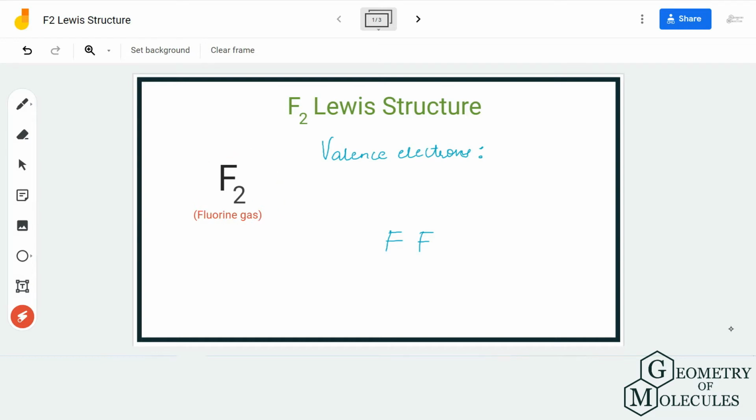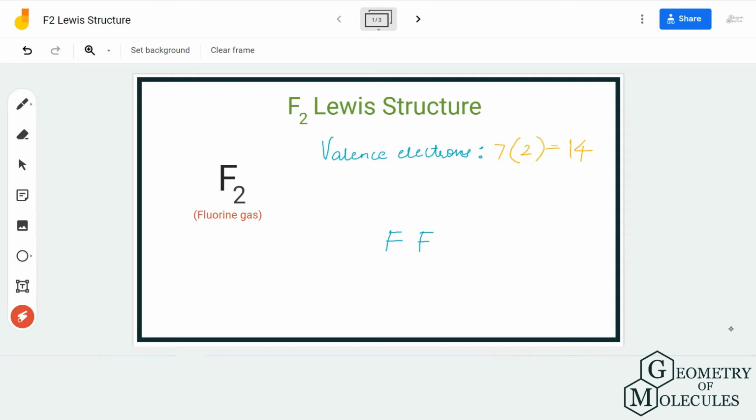To start with the Lewis structure, we first need to know the total number of valence electrons for any given molecule. Here, each fluorine atom has 7 valence electrons in its outer shell because it is a group 7 element, and hence there will be 14 valence electrons in total because we have two fluorine atoms over here. So all you need to do is multiply this by 2 and you will have the total number of valence electrons, which is 14 for this molecule.